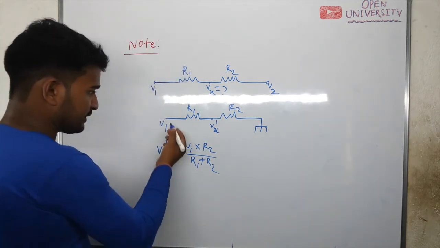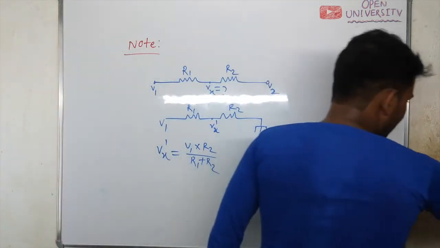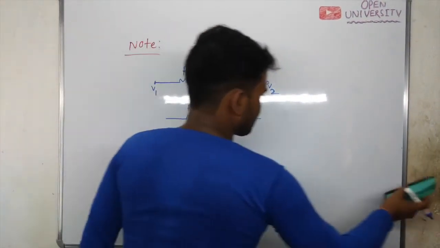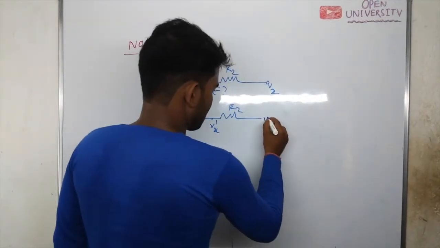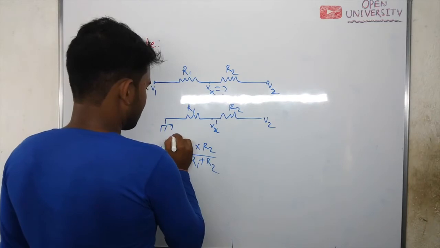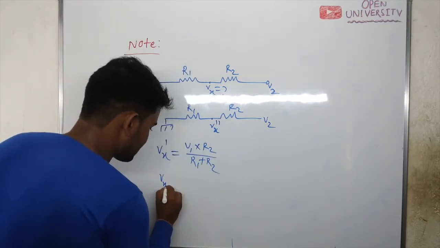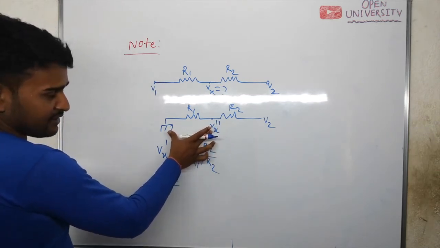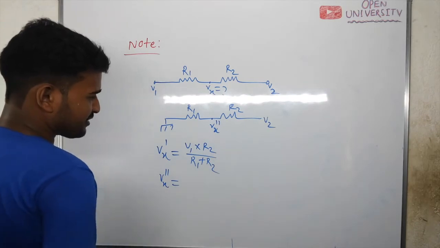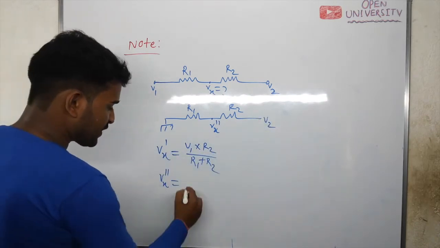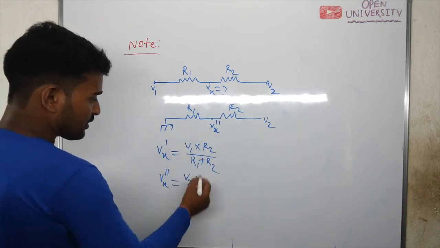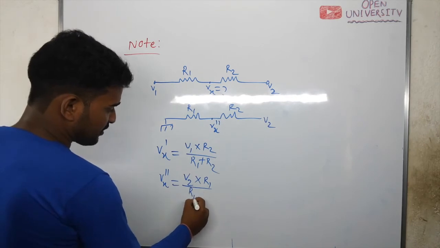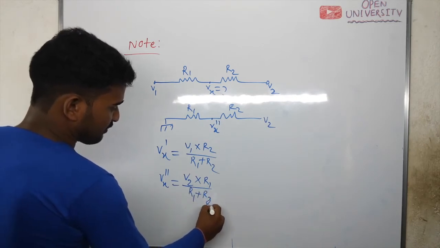Then, next you apply V2 and make V1 0. Let it now be Vx double dash, and this Vx double dash is the voltage across R1. So you can use voltage division technique. V2 is nothing but some voltage source connected here. So Vx double dash will be V2 into R1, the voltage across R1, divided by R1 plus R2.